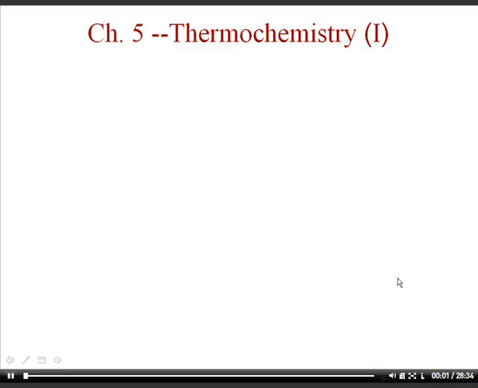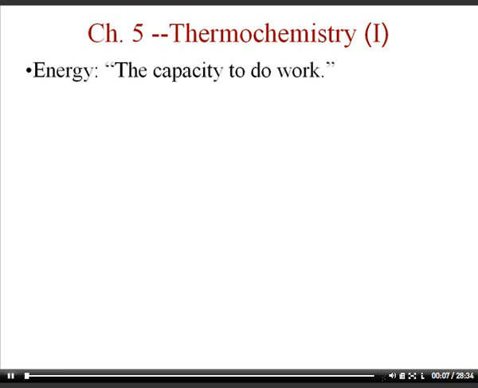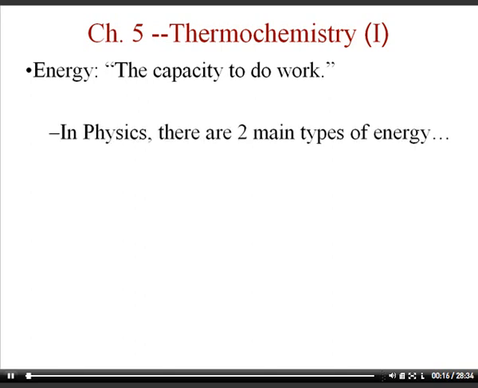The Chapter 5 Thermochemistry notes for AP Chemistry, and this chapter deals with energy and heat of chemical reactions. So we have the definition of energy, which is the capacity to do work, and that's the definition from a physics class. And in physics there are two main types of energy that we talk about. It's mainly kinetic energy, which has the formula 1/2 mv squared, and that's on the AP chemistry equation sheet.